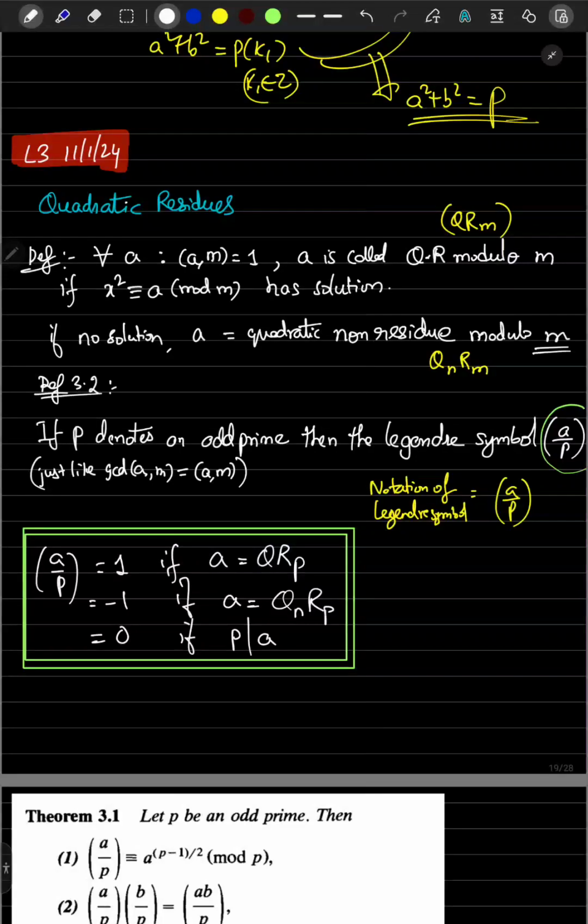Hello, hi, welcome to third class. So today we will learn about quadratic residue. In quadratic residue, first we will see the definition of quadratic residue.